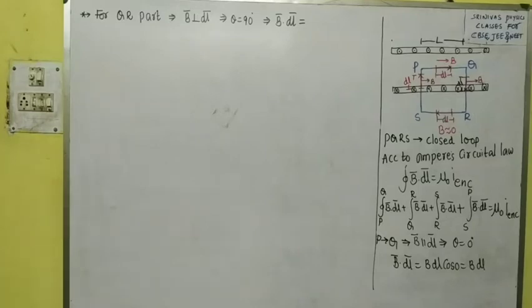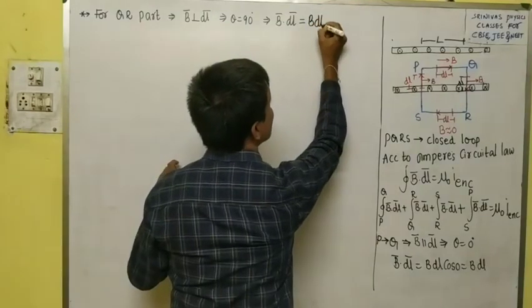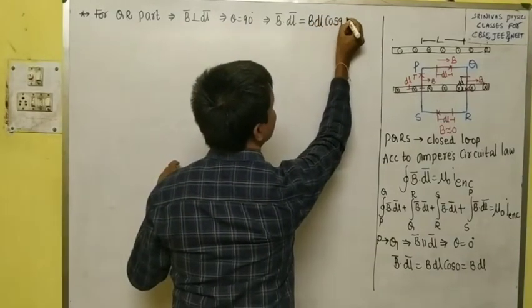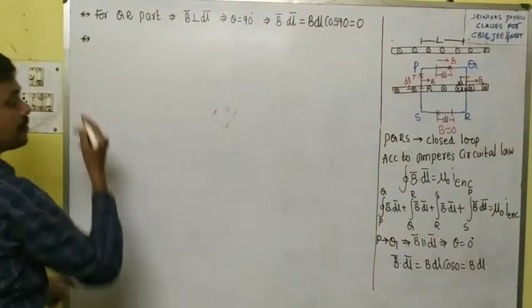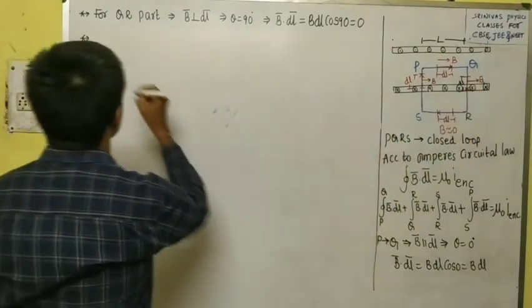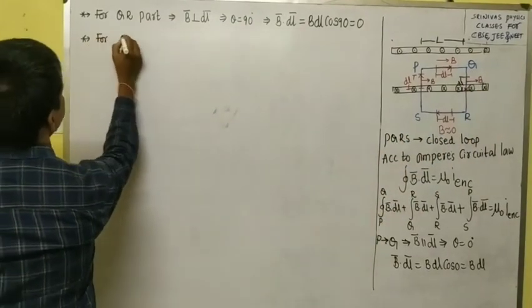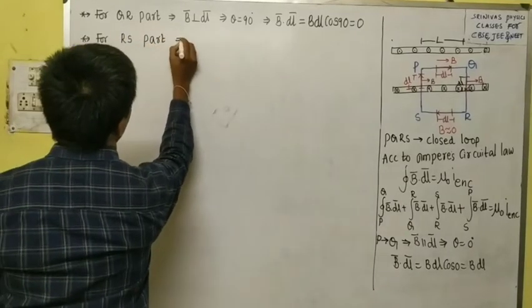B·dL is B dL cos theta, and theta is 90 degrees, so it becomes 0. B dL cos 90 is 0. Then for the other part, RS, since PQ and QR are completed. For the RS part, what happens?